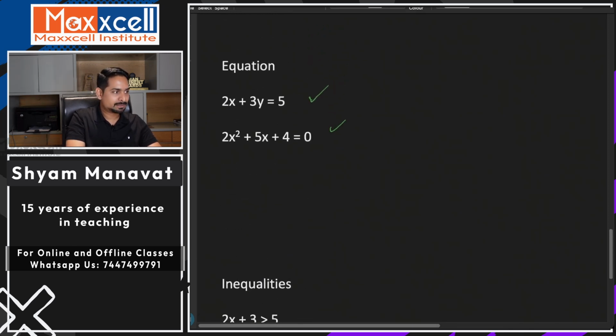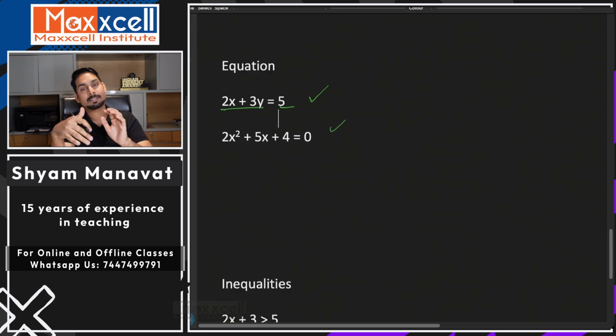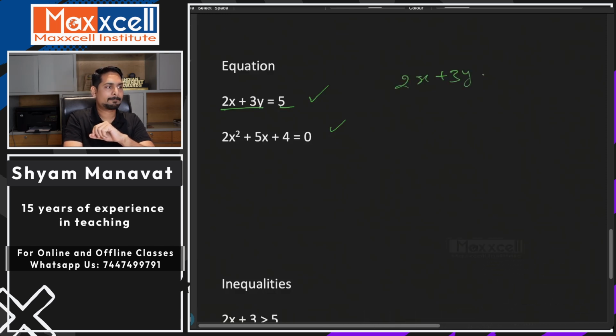In an equation, you have an equal sign, and then you have a term which is an expression at the left hand side and a term at the right hand side. It could be an expression also. So even if I say 2x plus 3y equal to 2x plus 6, this is still an equation, because you have an equal sign.